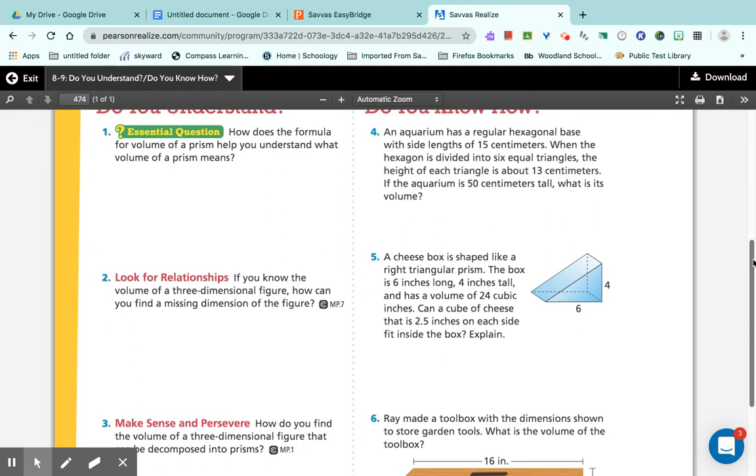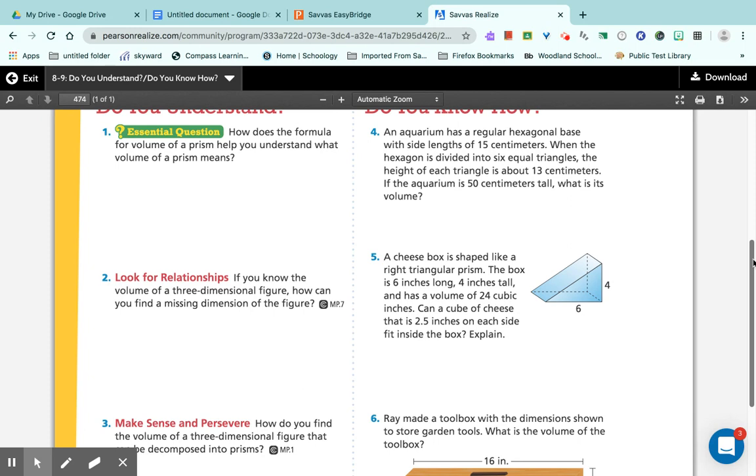Number 2. If you know the volume of a 3-dimensional figure, how can you find a missing dimension of the figure? Well, you use the volume formula, volume equals base times height, and substitute the given volume and dimension, then solve for the missing dimension. Just what you did in the last lesson. You just solve for whatever is missing. Number 3, how do you find the volume of a 3-dimensional figure that can be decomposed into prisms? Find the volume of each prism that makes up the figure, then add the total volumes together, just what we just did in the last example.